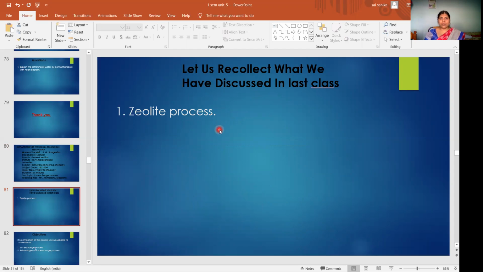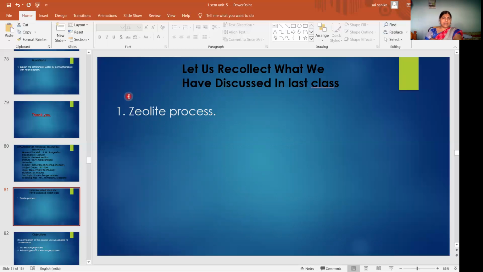Let us recollect what we have discussed in last class. In last class, we discussed zeolite process. What is zeolite process? Why is it called zeolite process? The chemical used in this process is called zeolite or permutit. That's why it is called zeolite process or permutit process.